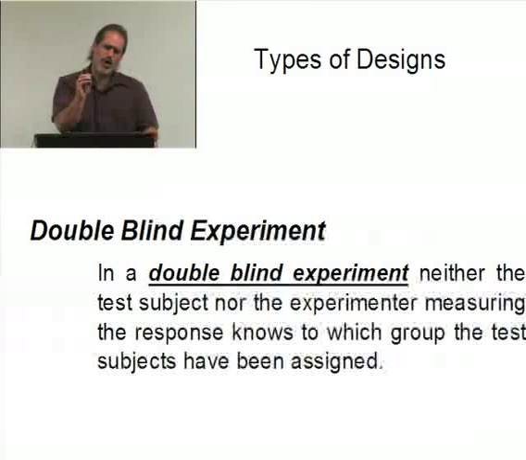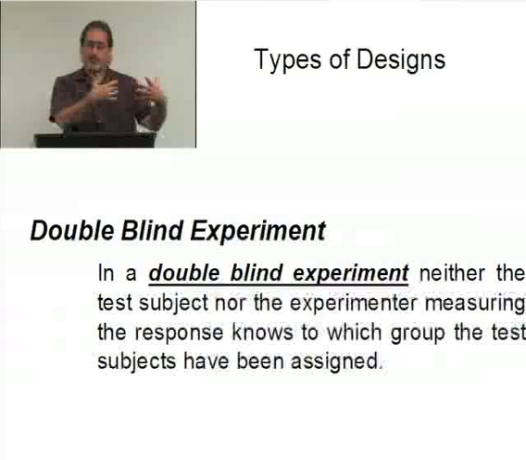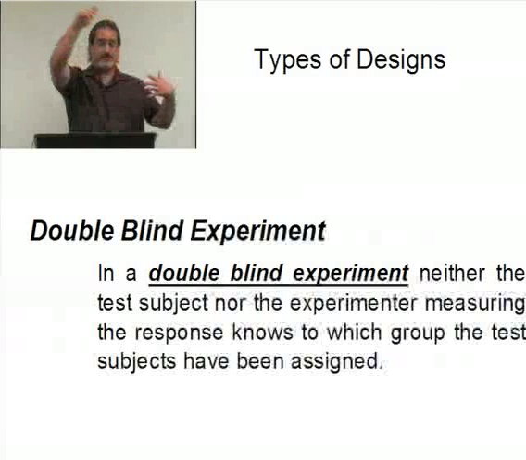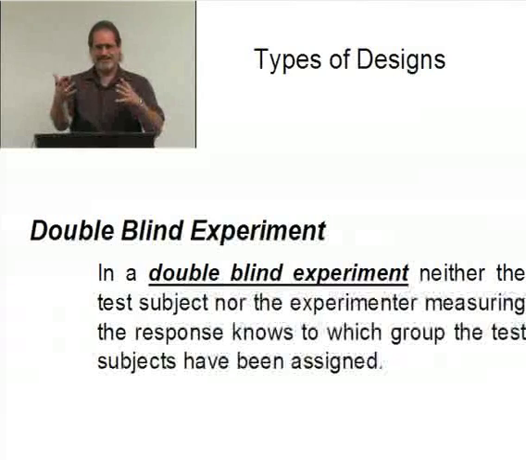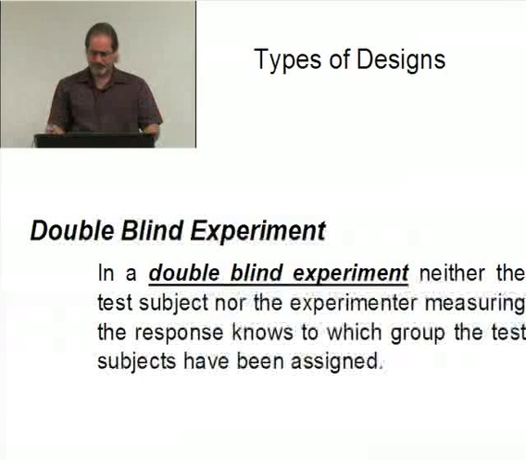If you don't know who got the new treatment, then you're not going to have this tendency to think, oh gosh, this treatment really is working better, so their range of motion is improving much faster than the other group. It helps eliminate that possibility. It helps keep honest people honest while they're collecting the data.